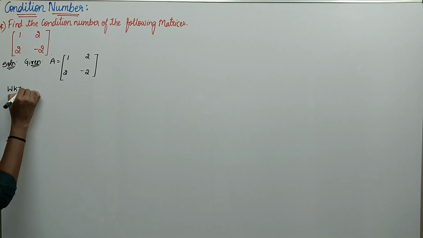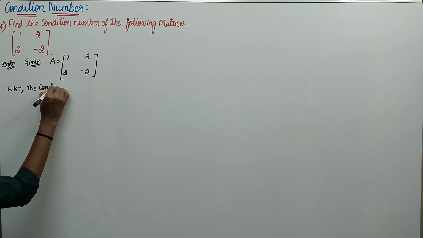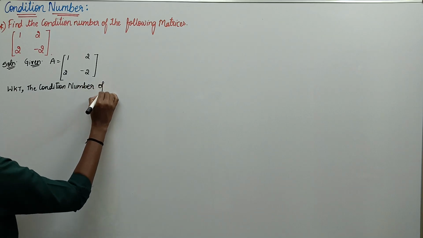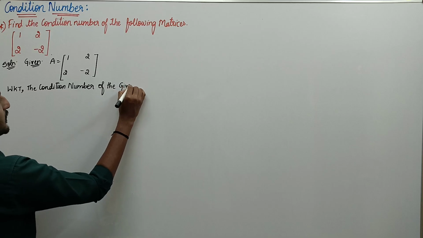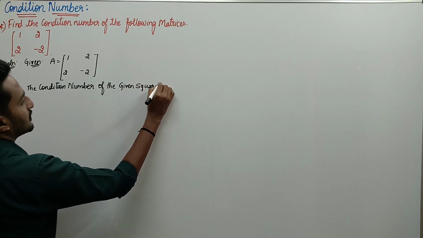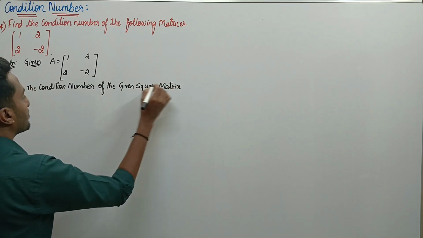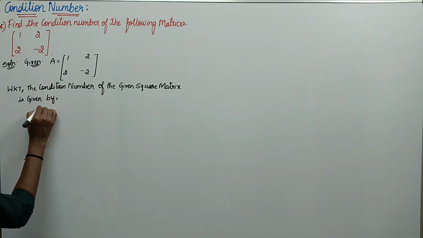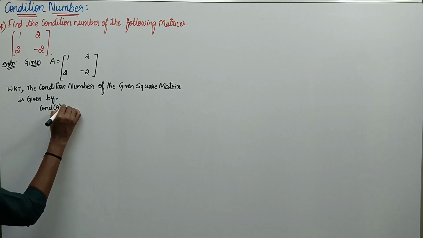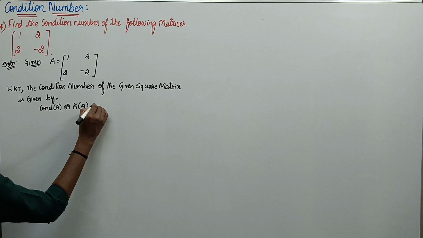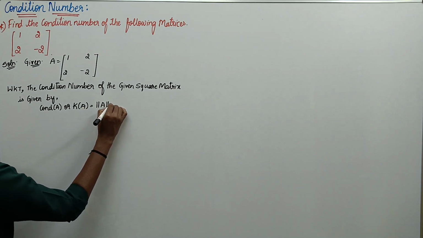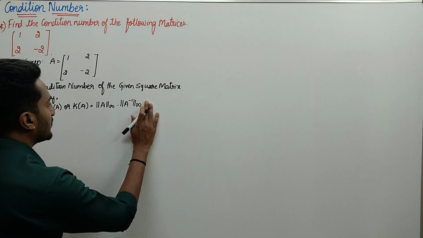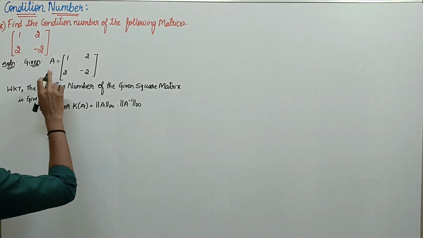We know that the condition number of the given square matrix is given by condition of A or K of A, which is equal to norm A infinity dot norm A inverse infinity. Now we have the given set of matrix.